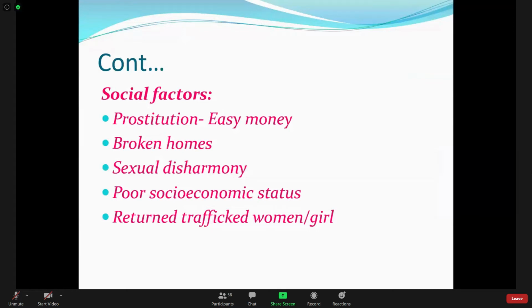There is female or girl prostitute. We don't think of male prostitute, but you will be amazed after seeing another diagram. We will discuss that in the slide. Broken homes. There are generally two types of family: one is broken family, another is problem family. So first, what is a problem family?